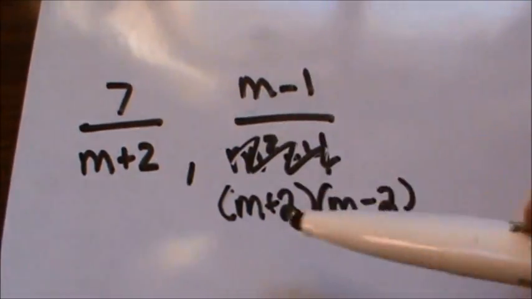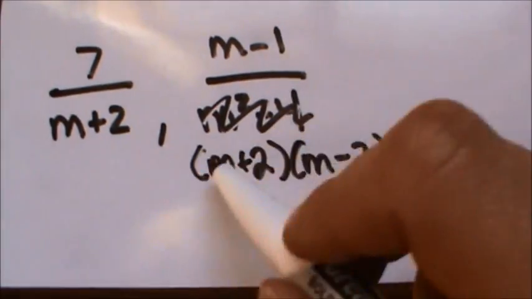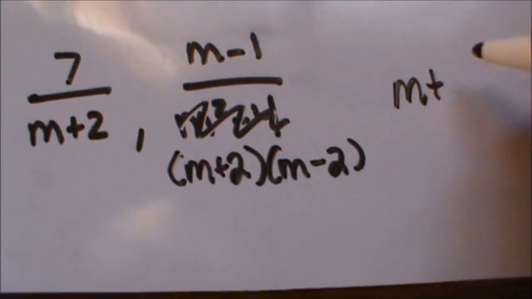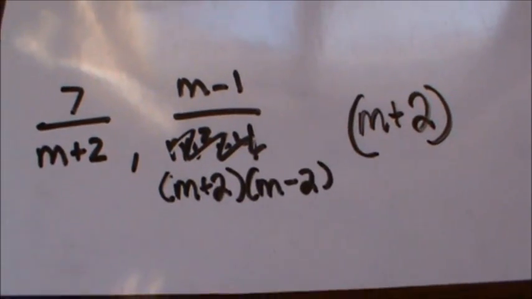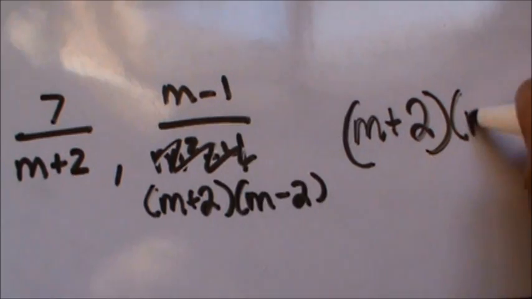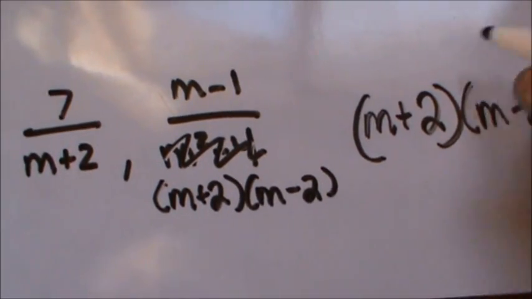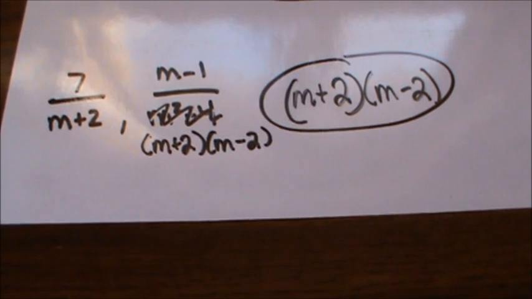So now I look at what factors are in the denominator that need to be in my LCD. Both have an m plus 2. I only need to use it once in making my LCD, since they both have it. So this denominator is taken care of, but this denominator still has an extra factor of an m minus 2. This is my LCD.